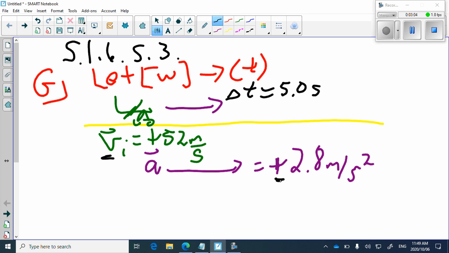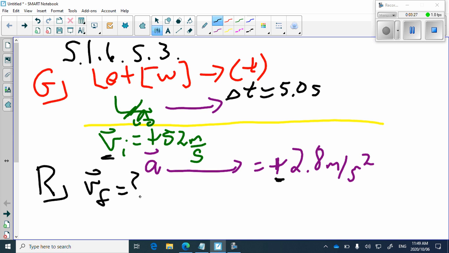Now they want us to find certain things. R for required. The first thing they want us to find is final velocity. How fast is it moving after the 5 seconds worth of traveling?